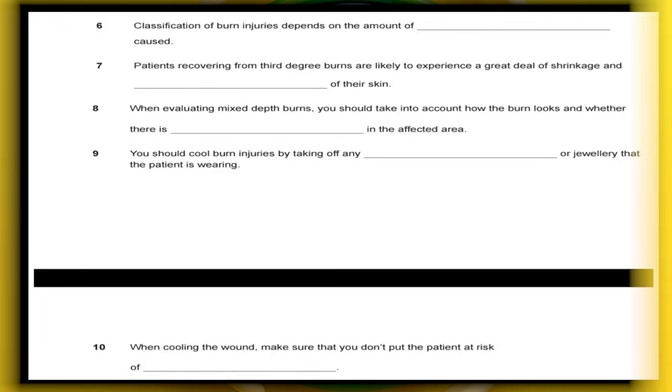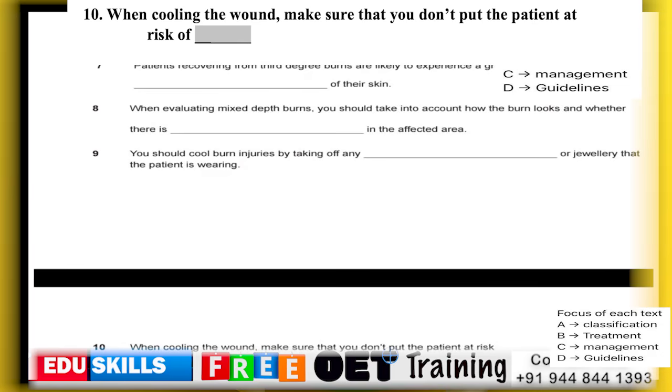Classification of burn injury depends on the amount of dash cost. So we can mark the hedging words: classification and amount of dash. So we know the classification is under text A. And also we just highlight the topic sentence in text A: burn injuries are classified according to how much tissue damage is present.